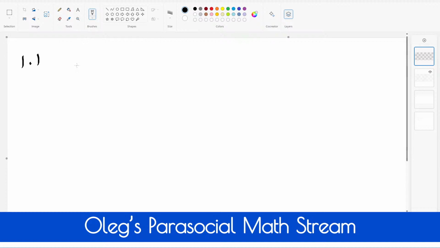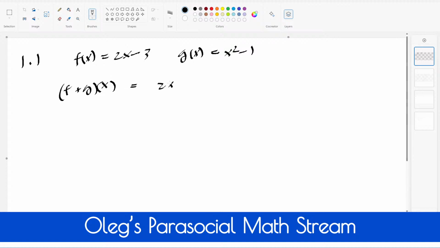We have f of x is equal to 2x minus 3, and g of x is equal to x squared minus 1. All right, let's find f plus g of x. We're going to take our f, 2x minus 3, plus x squared minus 1. In that case, it's going to be x squared plus 2x minus 4.